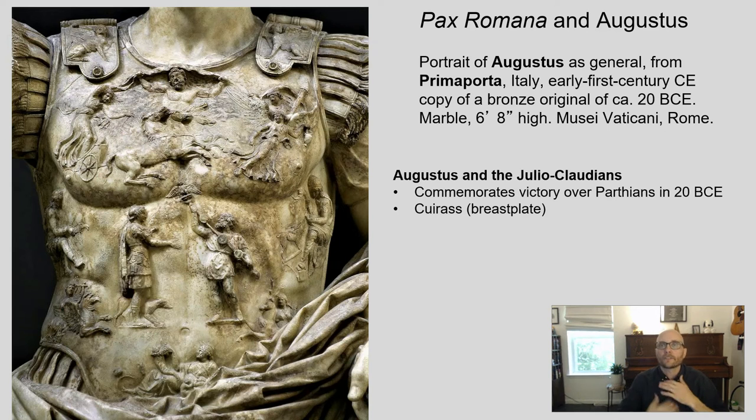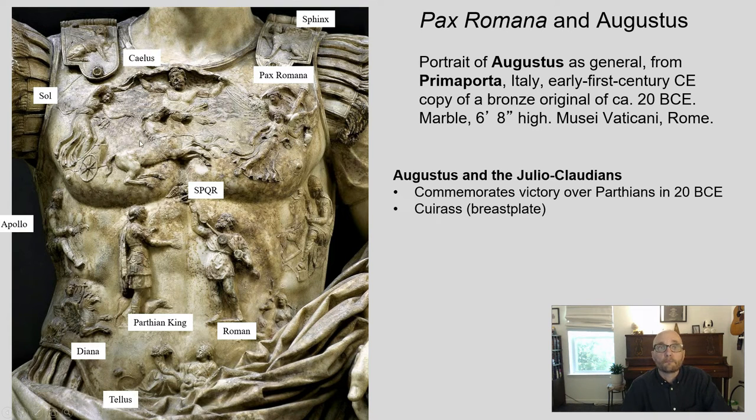Now, if we look closely at his cuirass, his armor, we can see that there is a political message here referring to his divine power. This, on the surface, refers to a victory over the Parthians in 20 BCE. But if you look above, we have all of these different Roman divine figures and the Parthian king surrendering. And then we have these other gods and goddesses surrounding the figure here.